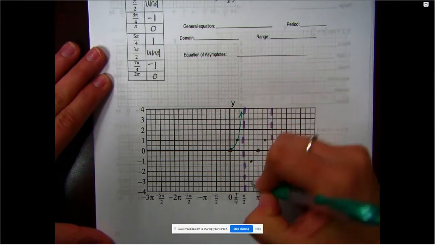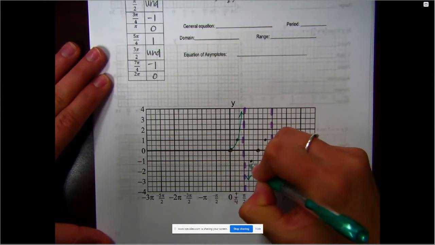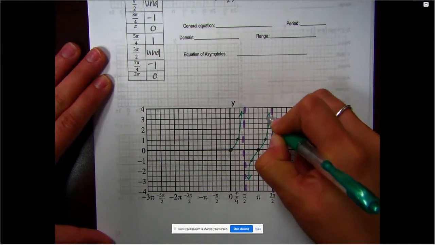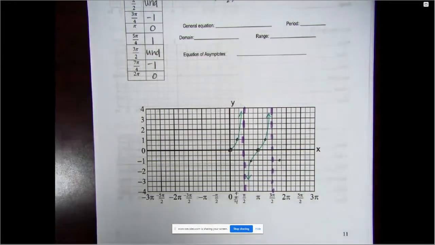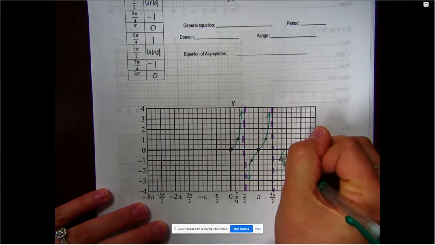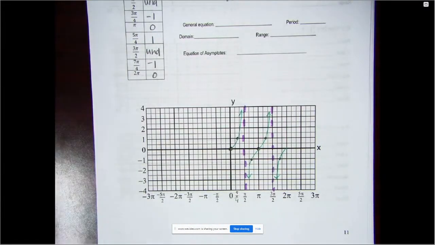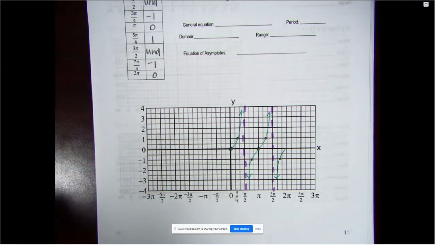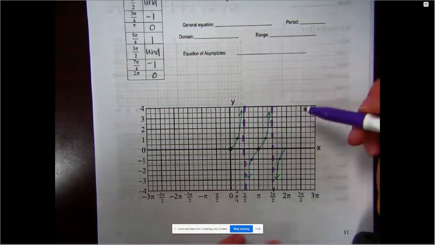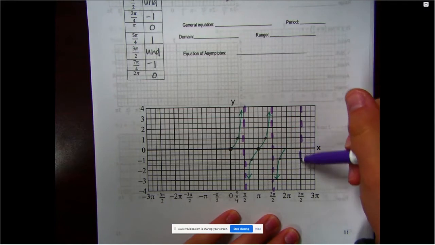So what this is going to look like, and you can graph it in Desmos if you also want to see, is something like that. We are going to repeat this across the whole graph. So let me show you how to do that. The first thing I do is my asymptotes. Asymptotes skip every other line, basically.